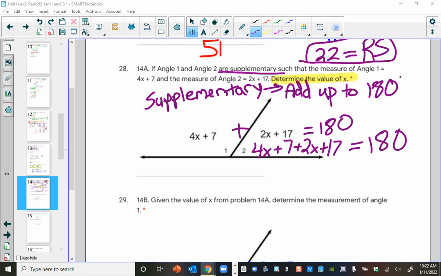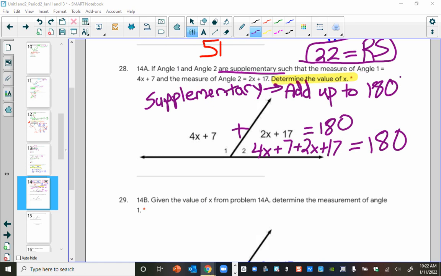Okay, what happened was, 4x and 2x are on the same side. You have to combine those terms. So, yes, you set them equal to each other, but you can't do that. Remember that whole equation equals 180.